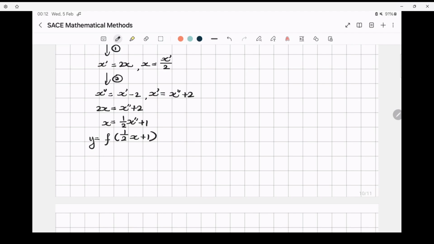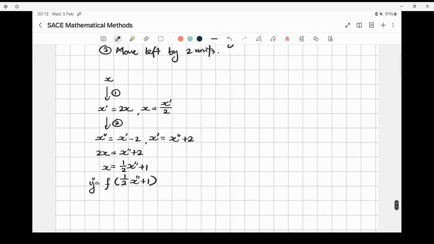Of course, you can write x double prime in this case, but your y also has to be double prime because you undergo 2 sets of transformation. It's just that those transformations involve your x direction.